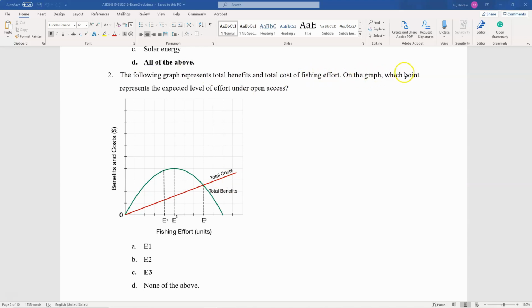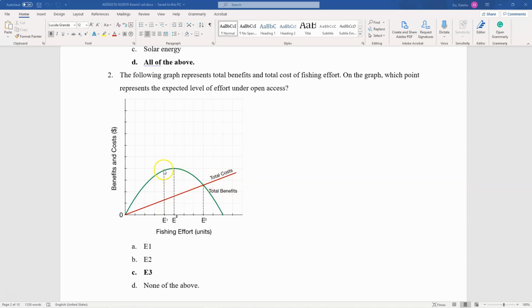And on the graph, which point represents the expected level of effort under open access? So E3 would represent this effort, because under open access, each individual would have incentive to exploit this resource until there is nothing left. So at that point, the total benefits would be equal to the total costs, and the profit would be 0 for everyone.